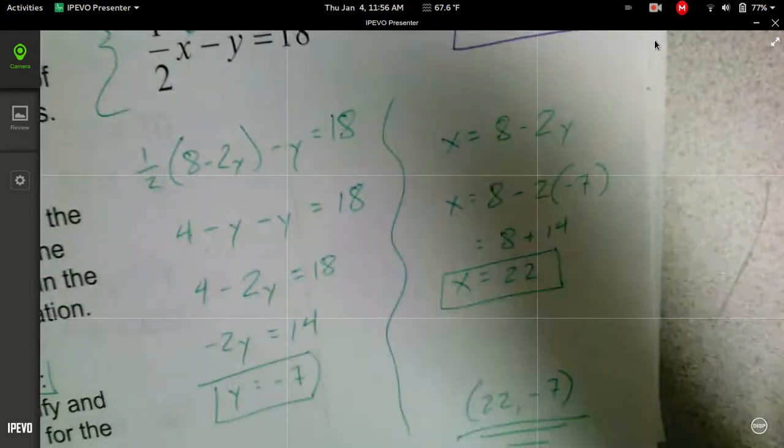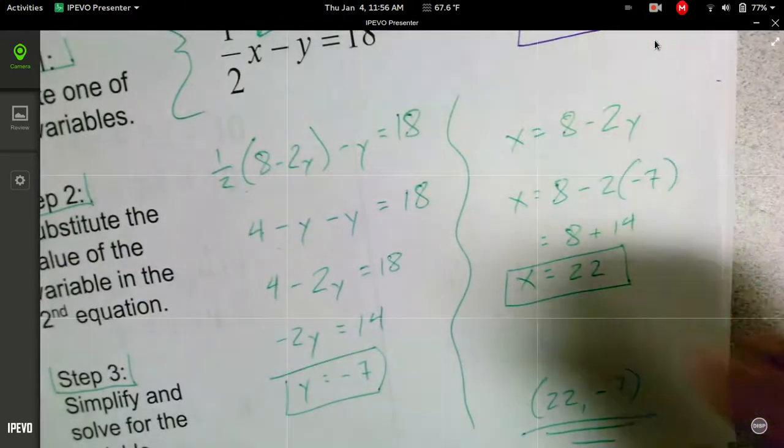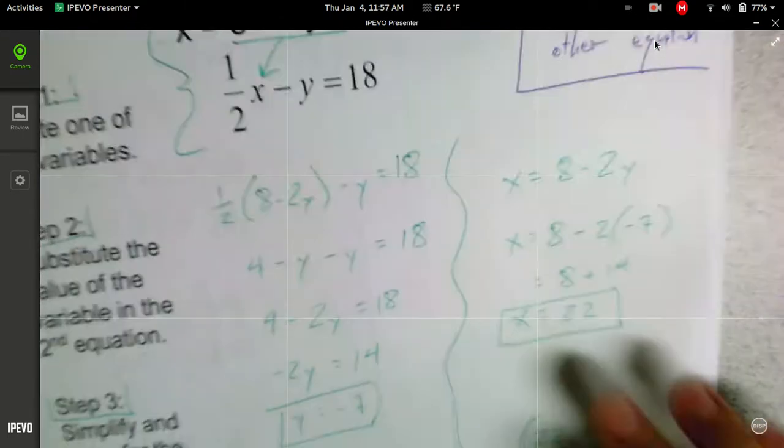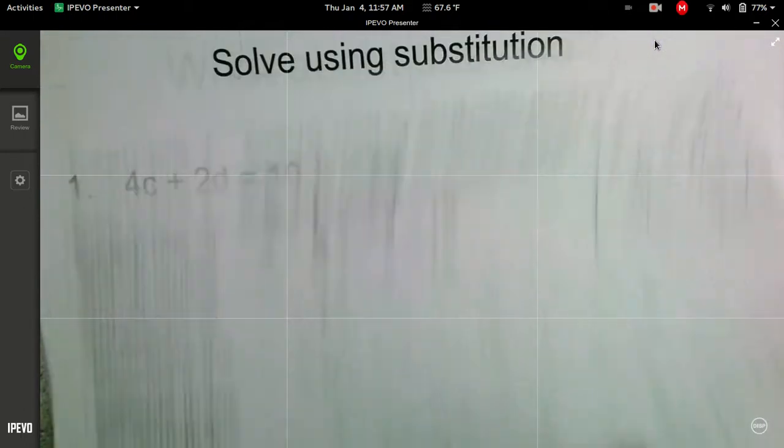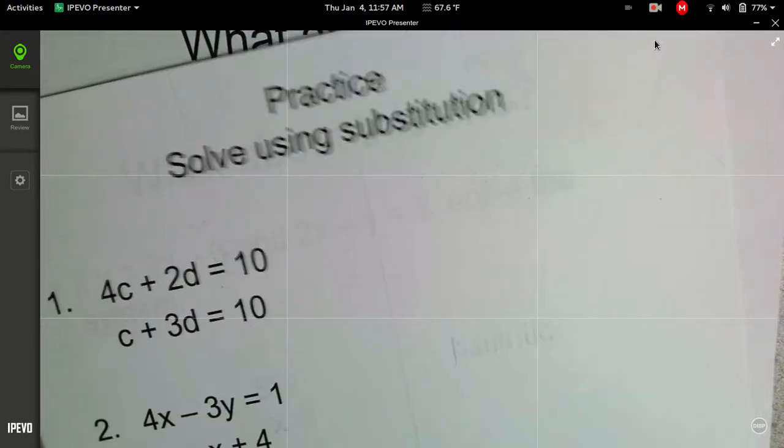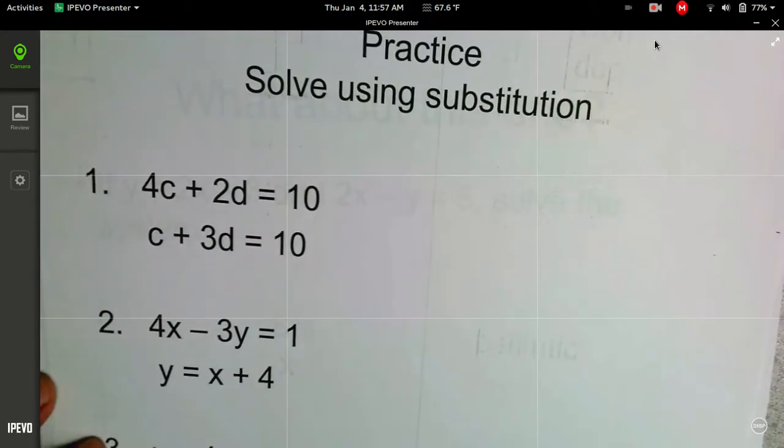Cool. Awesome. Let me square this up a little bit. It's a little off. All right. There we go. Okay, cool. So there's your first example. Let's go to the next page. So we have a bunch of practice problems on this page. I would like you guys to try these here. I'm going to pause the video again.